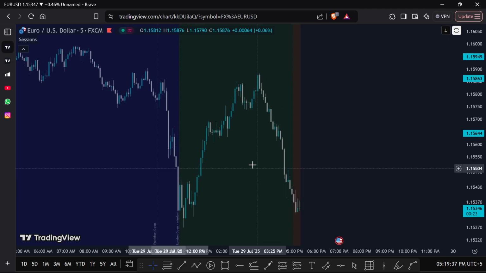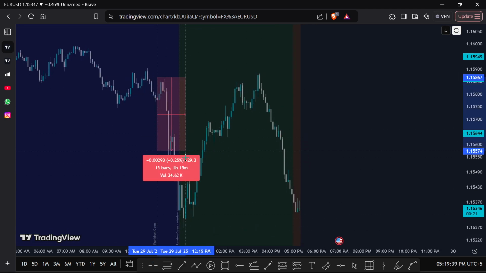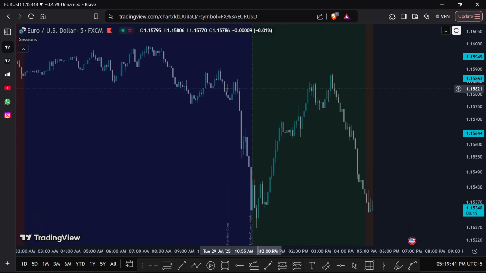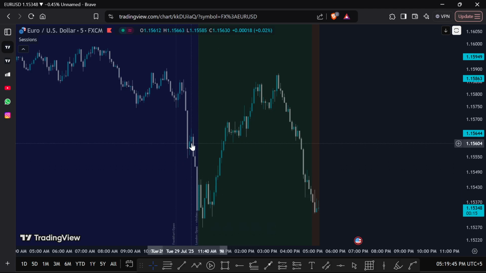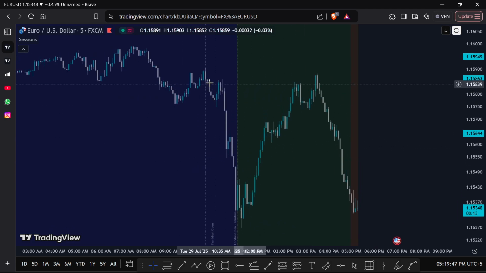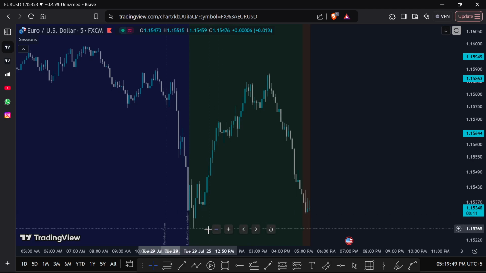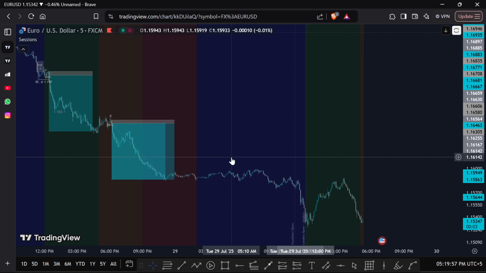I expected this move to be created in London. It's around a 50 to 54 pip move, around 55 pips, but it was created in Frankfurt. And now the London session, after creating this move, has started reversing from here. Now the things are going pretty interesting on the charts.